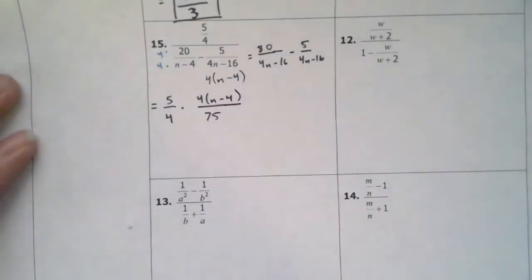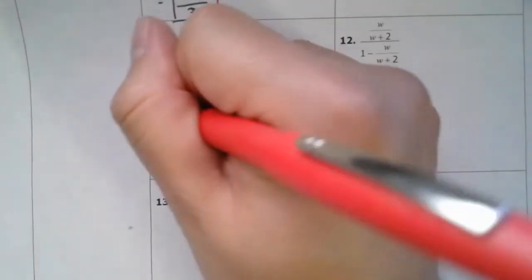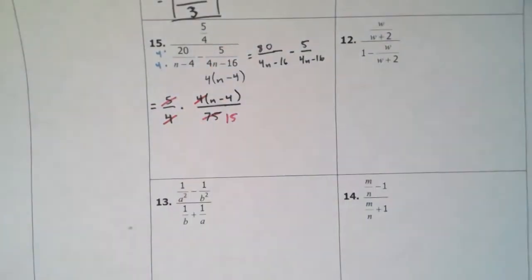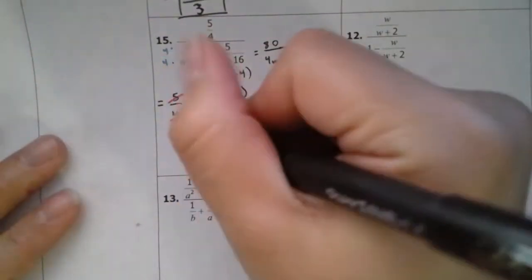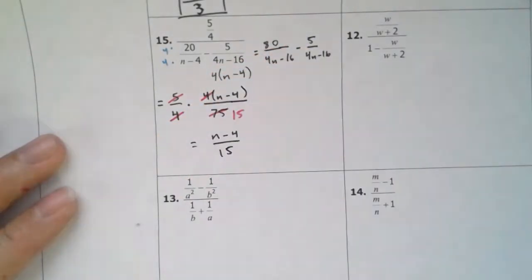Now we can simplify, and the 4's cancel there. 5 over 75, the 5 would cancel. How many times does 5 go into 75? 15. So this becomes 15, and I think that's it. You get n minus 4 over 15.